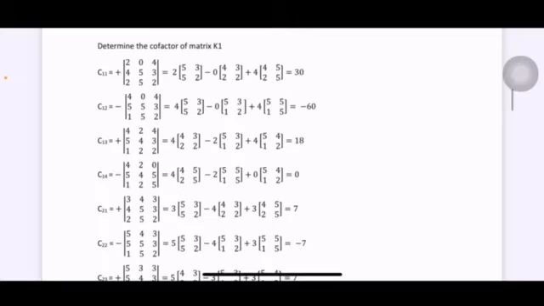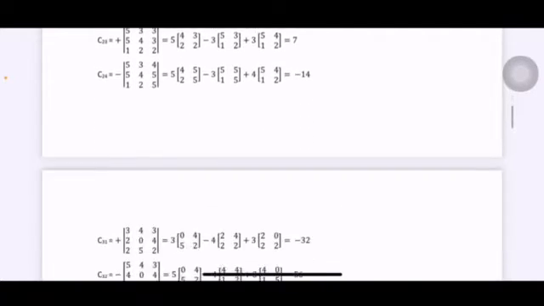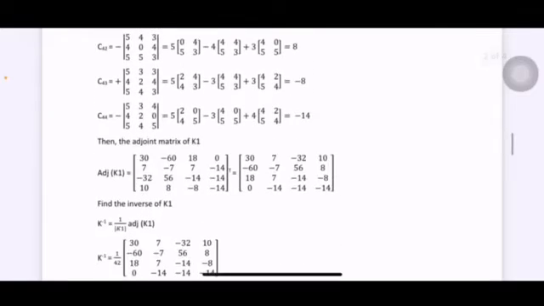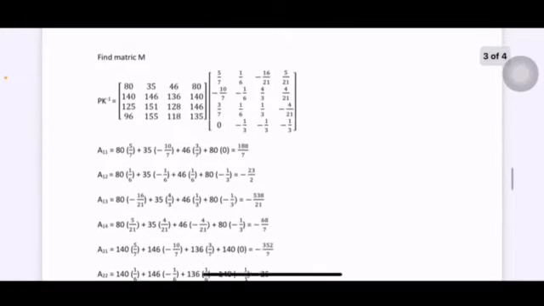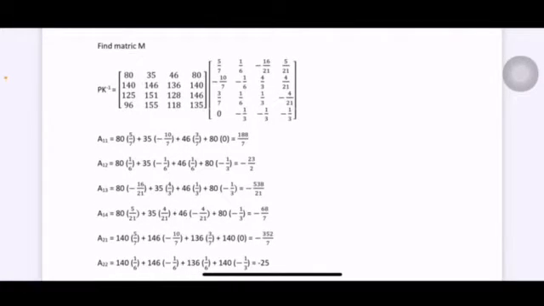Second, he has to determine the cofactor of matrix K1. Then, the adjoint matrix of K1. Next, he has to find the inverse of K1. Lastly, find the matrix M.